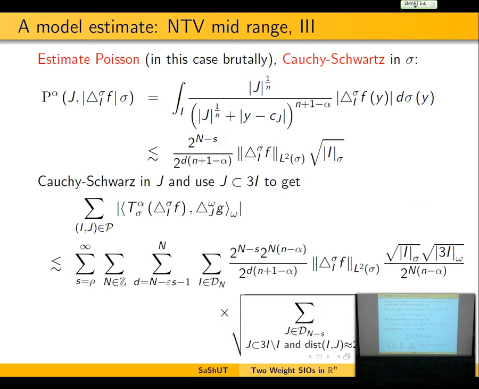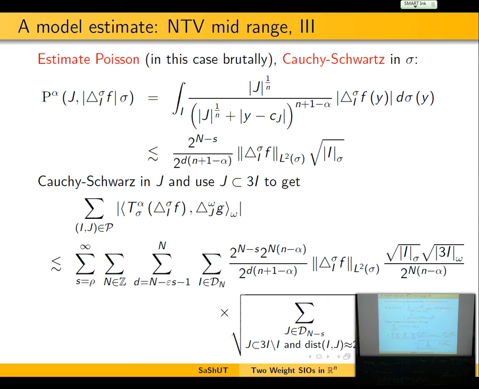So the next step, in this case, we estimate the Poisson. In this case, we can do it brutally. Generally, we have to be much more delicate, much more careful. No? But in this case, J is 2 to the n minus s, and this is the worst case, 2 to the d. So we are just doing this. This we copy here.